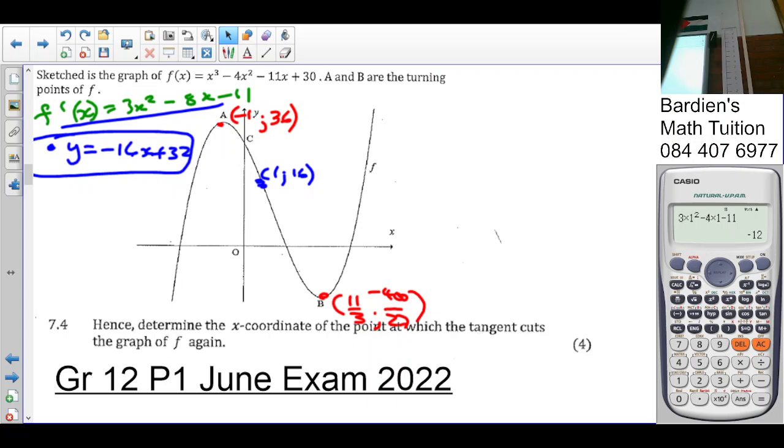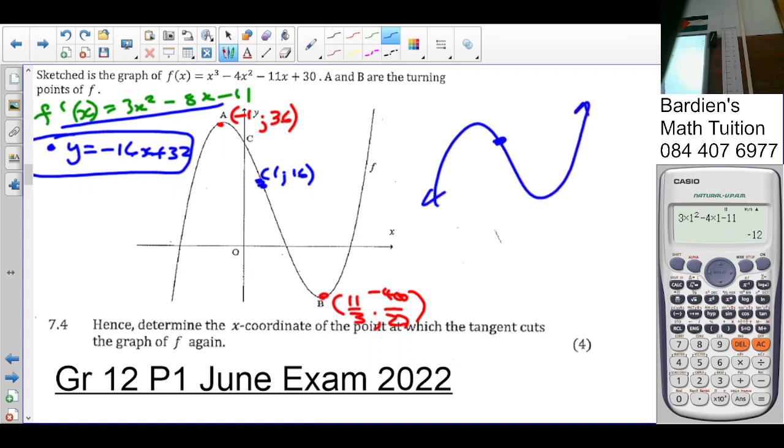again. So what happens is, let me draw it here. If you had drawn a tangent here, okay, that's a tangent at that point, but somewhere or other later on, the graph will cut again. Okay, so we are calculating this point now, because that's a point of contact. We're calculating that other point.